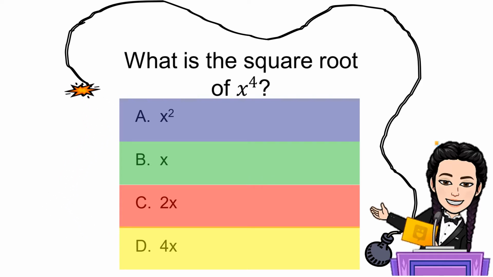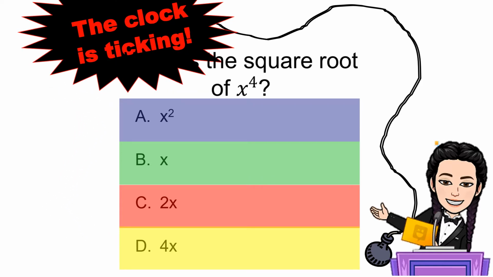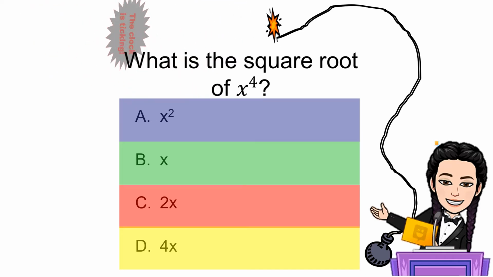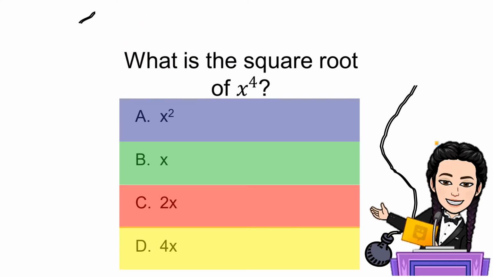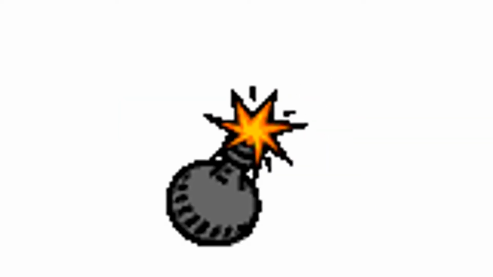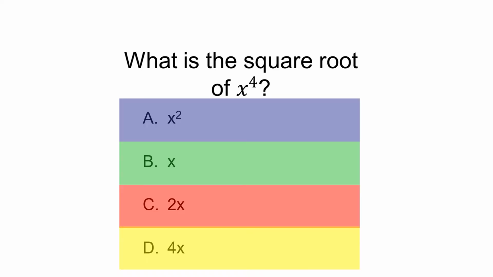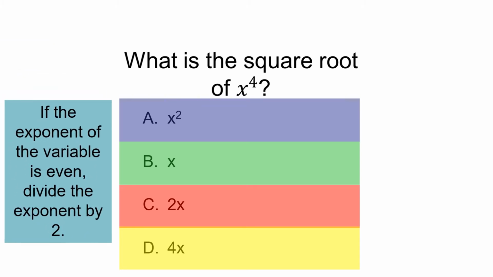What is the square root of x raised to 4? A x squared, B x, C 2x, or D 4x? How to get the square root of x raised to 4? Since the exponent of the variable x is even, we are just going to divide it by 2. Therefore, the square root of x raised to 4 is x squared.